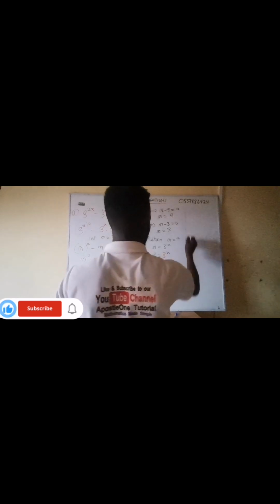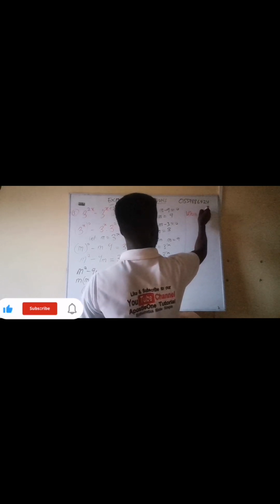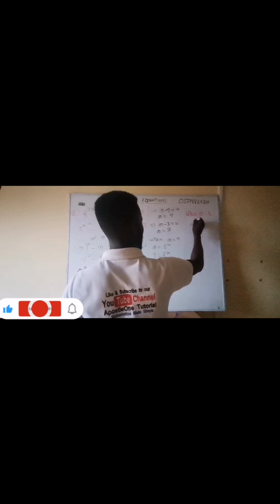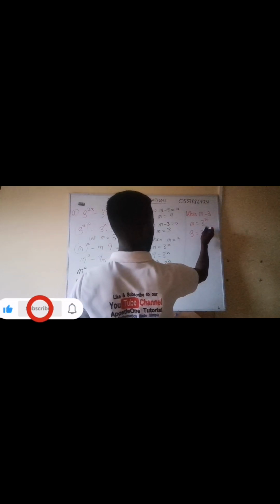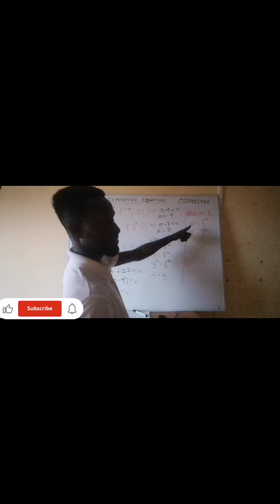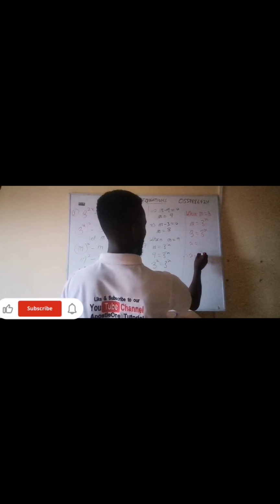Then we take the second answer for x. The second answer is m is equal to 3. So when m is equal to 3, don't forget that m is equal to 3 exponent x. So m is 3. We have 3 exponent x. Now this 3 is having an exponent of 1, so it means x is equal to 1. So therefore x is equal to 1 or x is equal to 2.